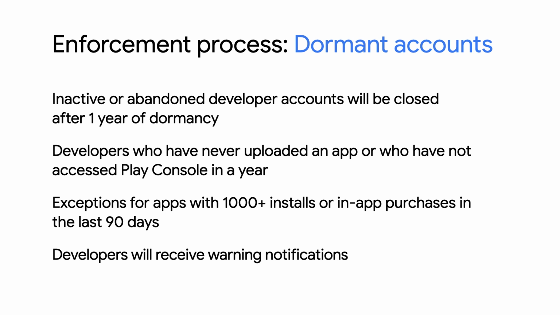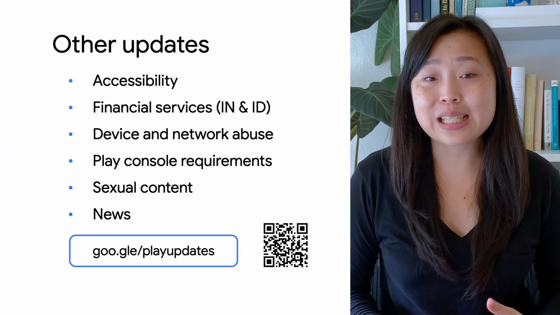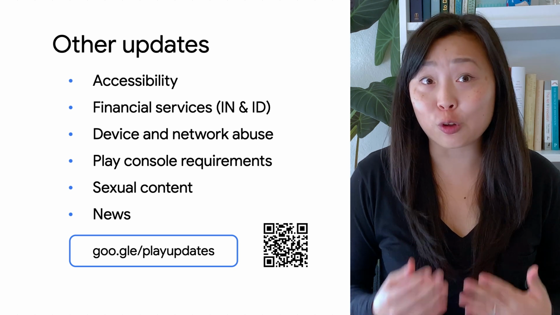We'll send 60, 30, and 7-day warnings. If your account was closed because it was dormant, you'll be able to create a new account in the future if you'd like to publish on Google Play. But you will not be able to reactivate your account, and any previous apps or data will not be available on your new account. We've also added other policy updates and clarifications. Please visit the Developer Policy Center for full details.